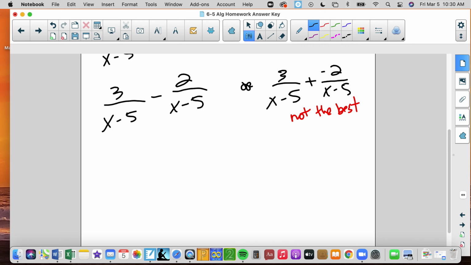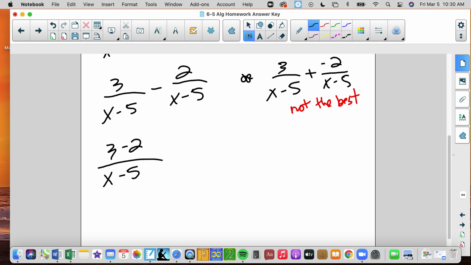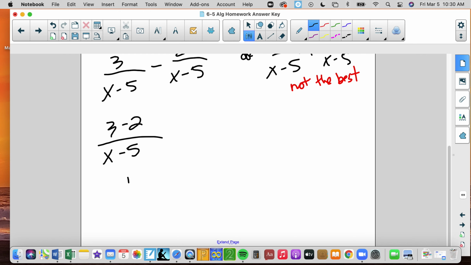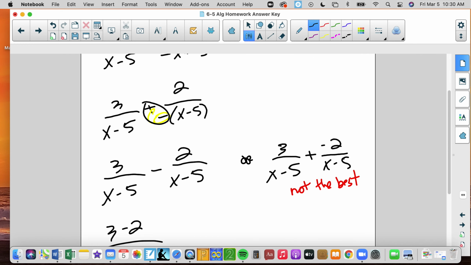All right, so now we have like denominators. Let's combine their numerators and put it over one denominator. 3 minus 2 is 1 over x minus 5. So that would be my simplified answer.